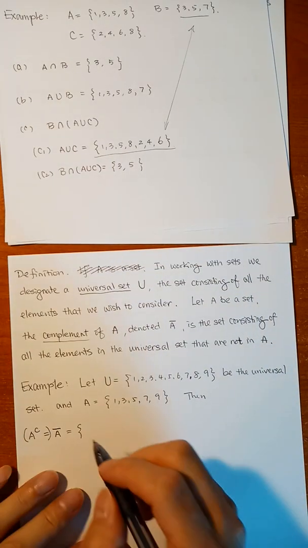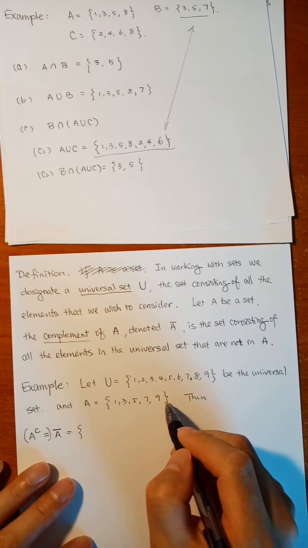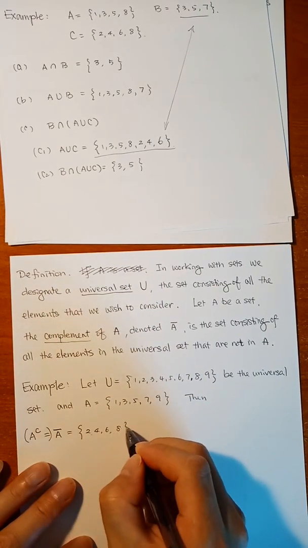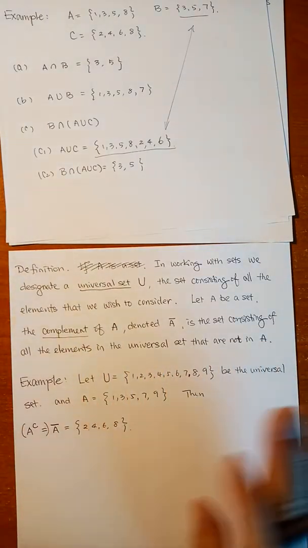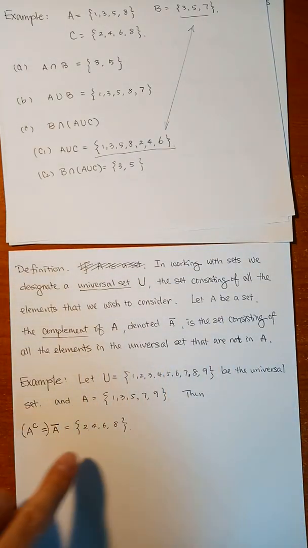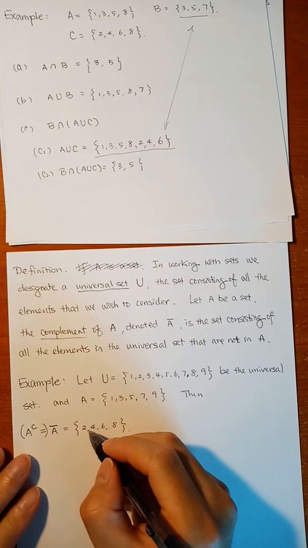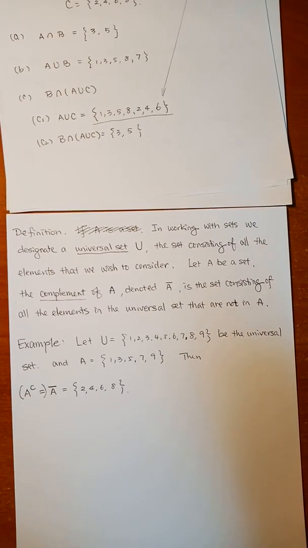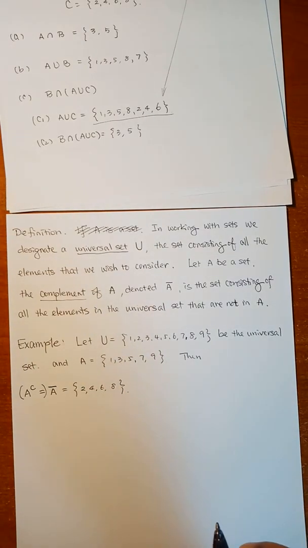The same thing. It means it's inside U but not inside A. So they are 2, 4, 6, 8. Again, I write it in ascending order, but it's not essential. We just need to include all those numbers. Okay? That's a complement. If you change this universal set, definitely the complement will be changed.